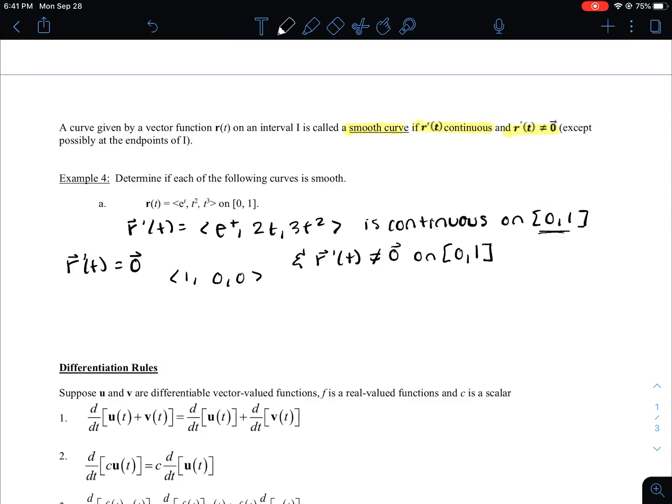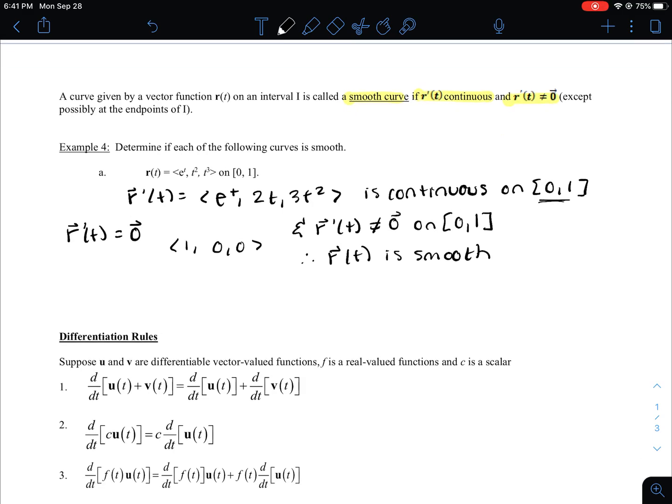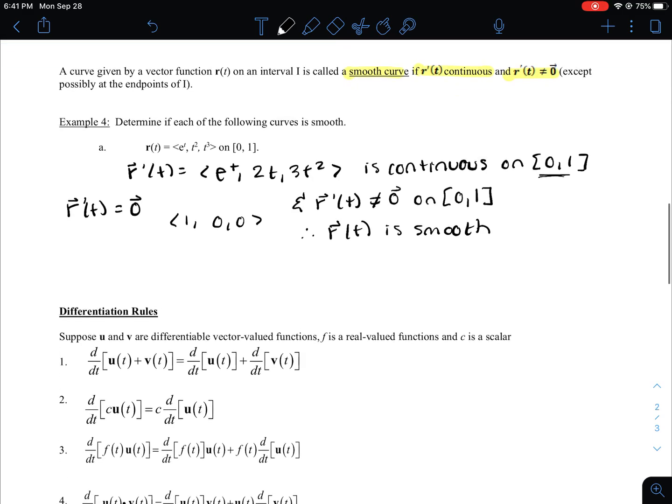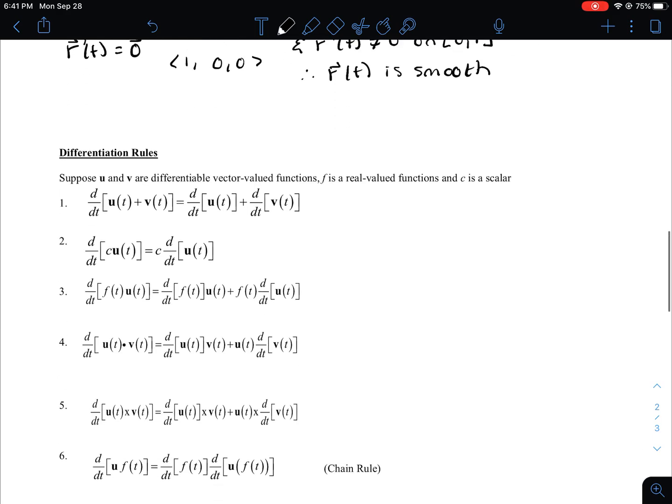So the derivative vector does not equal the 0 vector on this interval. Therefore, this curve is smooth. Okay. And that comes in handy later when we end up taking a lot of integrals. I feel like a lot of what we're doing right now is laying the groundwork. We're building a lot of secret tools that are going to make our lives easier in the future. So hang on to these tools. Keep them in your brain.